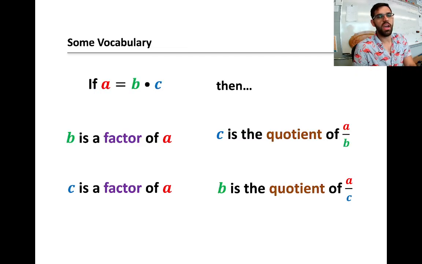Okay, some quick vocab here. If A is equal to B times C, then we can say B is a factor of A, and we can say that C is a factor of A.